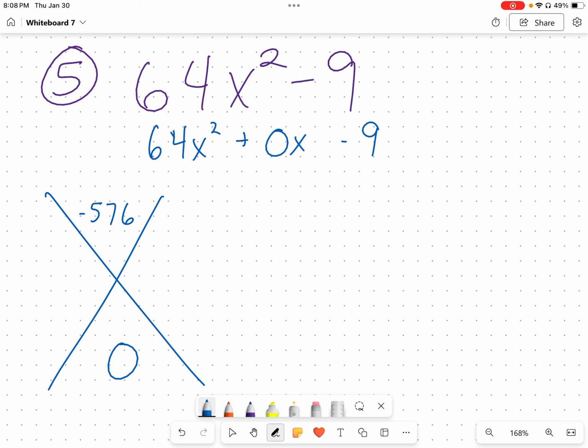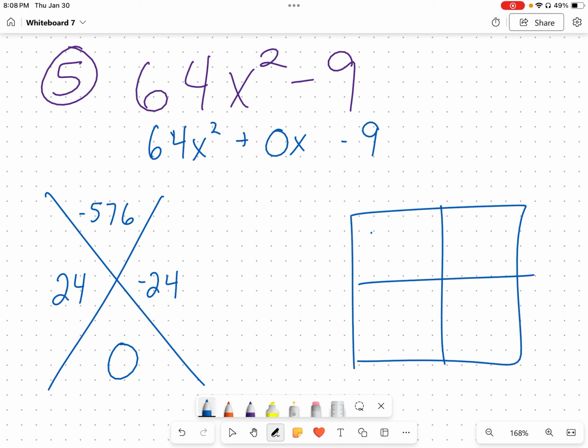So we want to take the square root of 576. That would work. So what multiplies to get 576 and adds to get 0? So they have to be the same. So it is 24 and negative 24. So this is 64x squared minus 9. We have 24x and negative 24x.